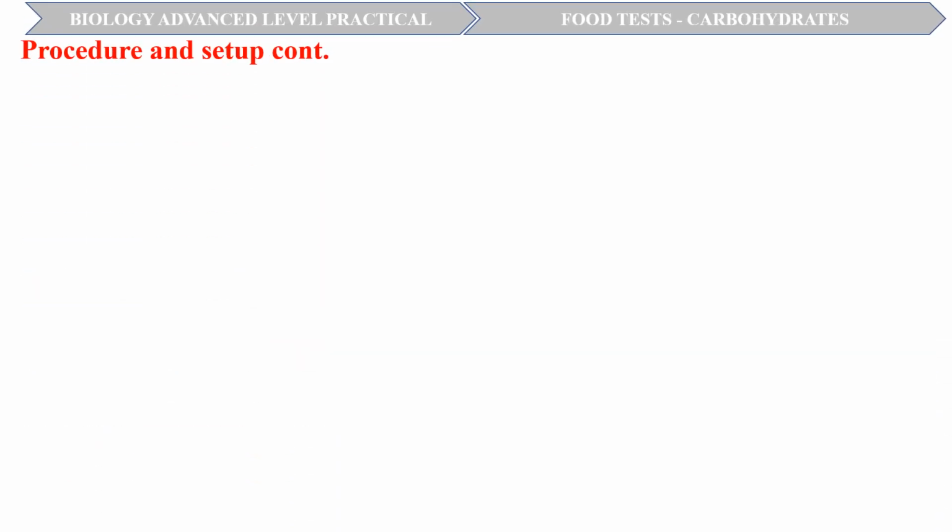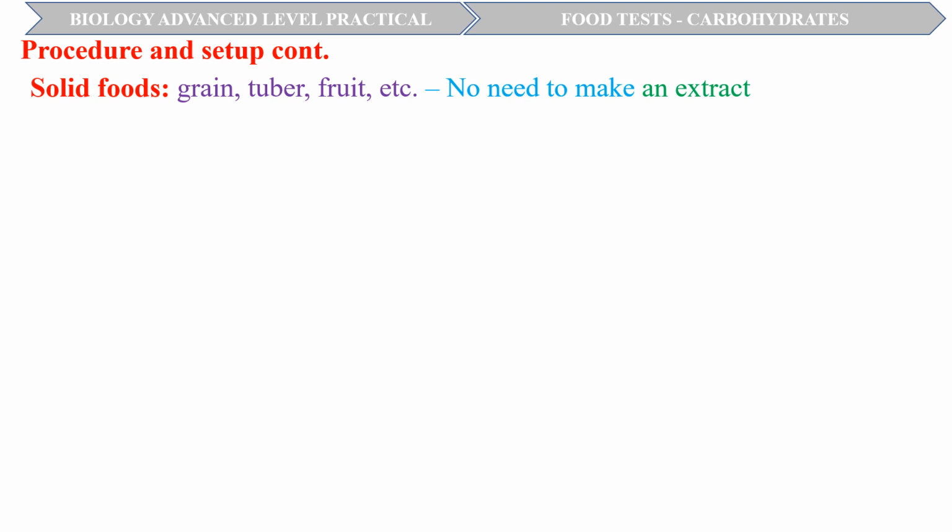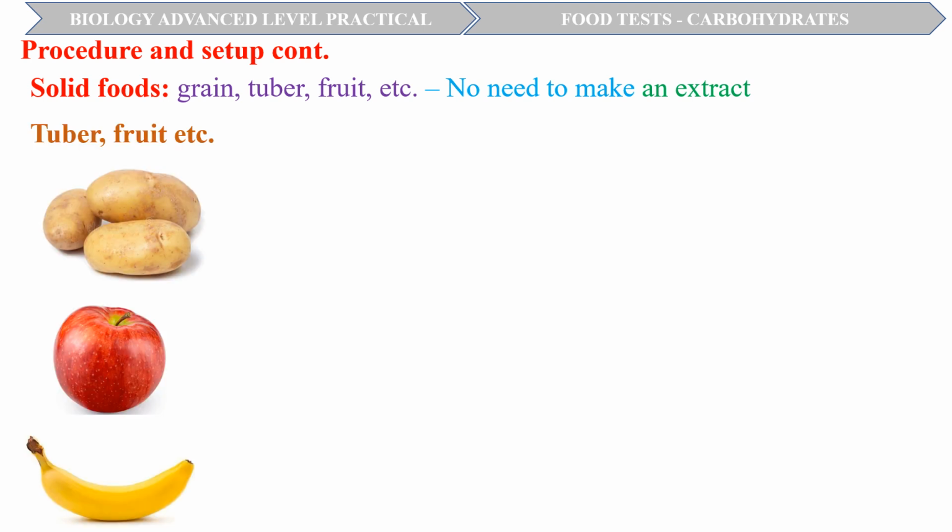In other cases, we may be provided with solid foodstuff, say a tuber, for example, potato, a corm, for example, cocoyam, a grain of maize, fruits, for example, banana and apple, etc., to test for the presence of starch in them. We will not proceed with the formation of an extract as in previous tests. Here, we apply iodine solution directly to the foodstuff.